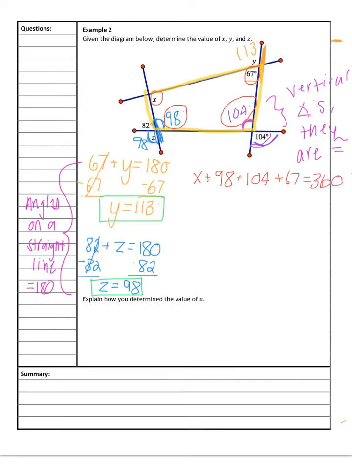And again, I'm using 360 instead of 180 because this is a four-sided shape. It's a quadrilateral. Triangles add to 180. Quadrilaterals will always add to 360. So if we go ahead and simplify our equation here, x plus, I'm just going to add up the 98, the 104, and the 67. Those will give me 269 equals 360. Subtract the 269 over. And we will determine that x comes out to be 91 degrees.